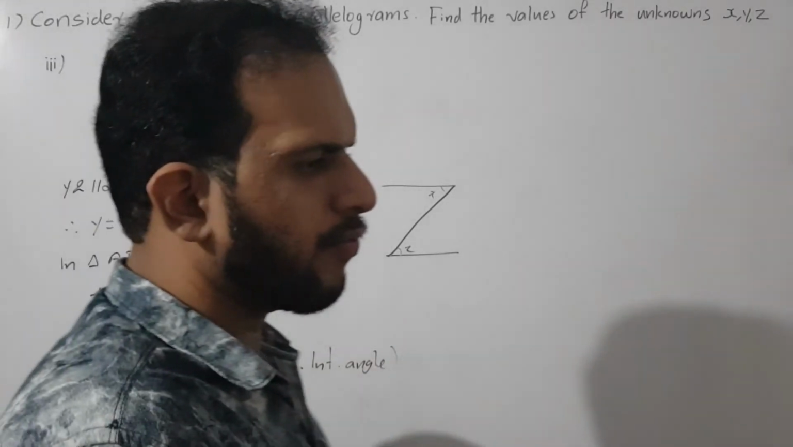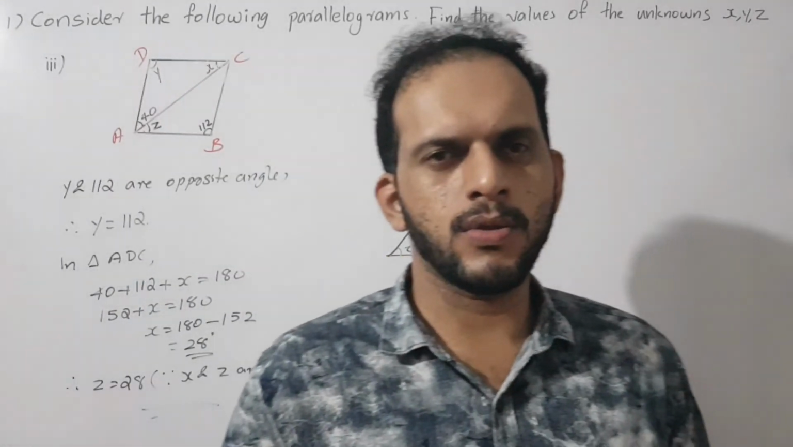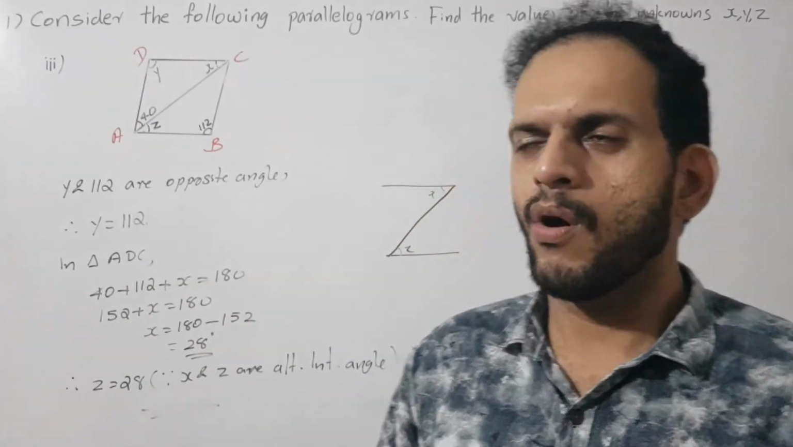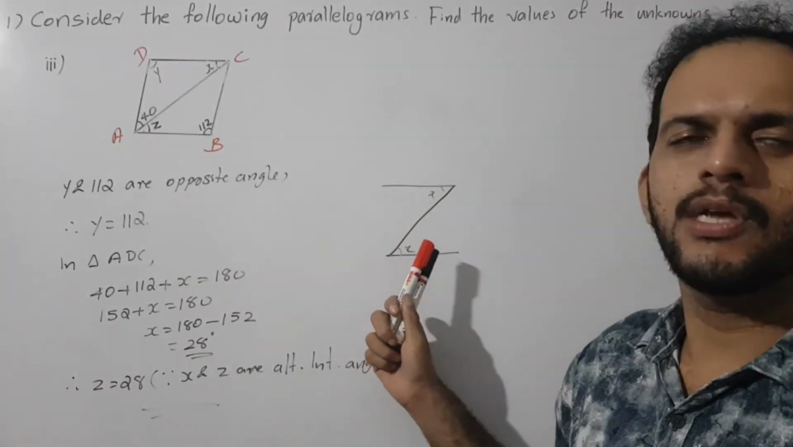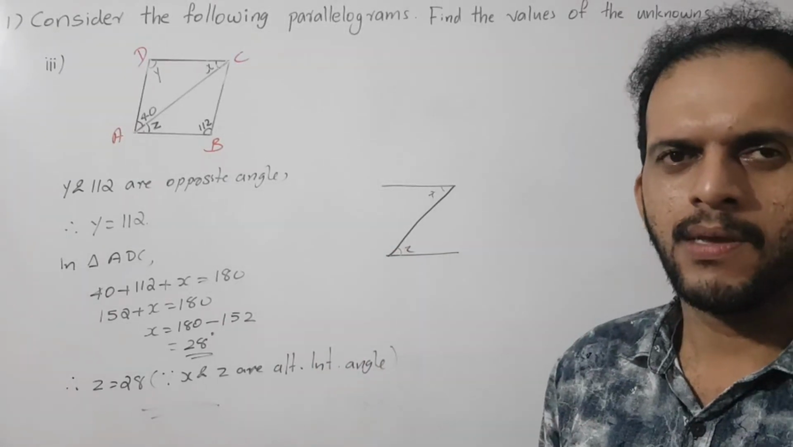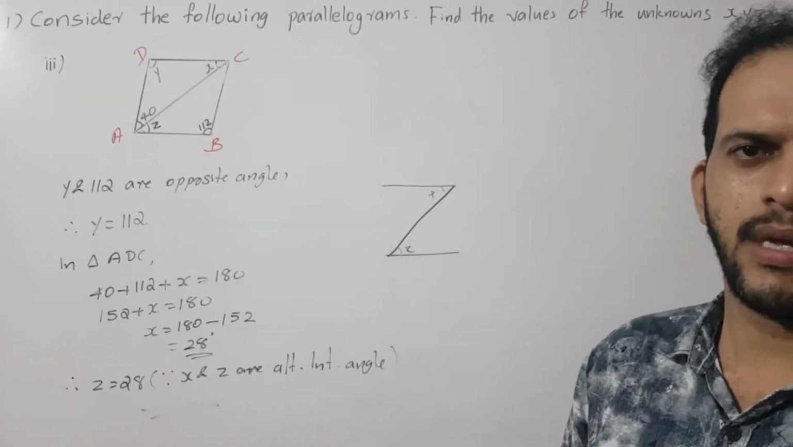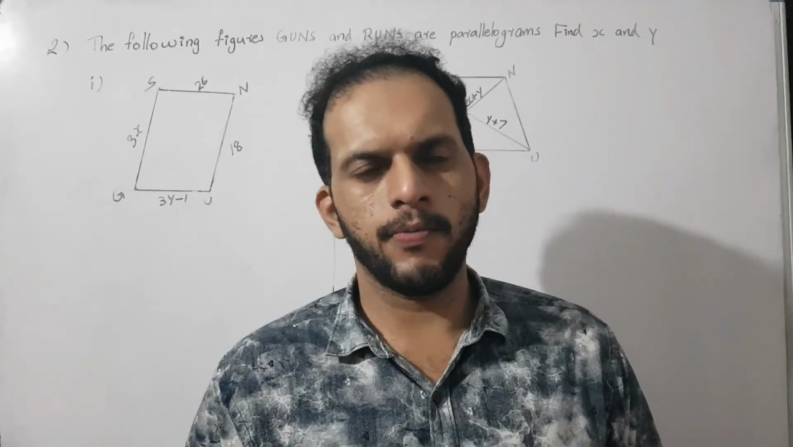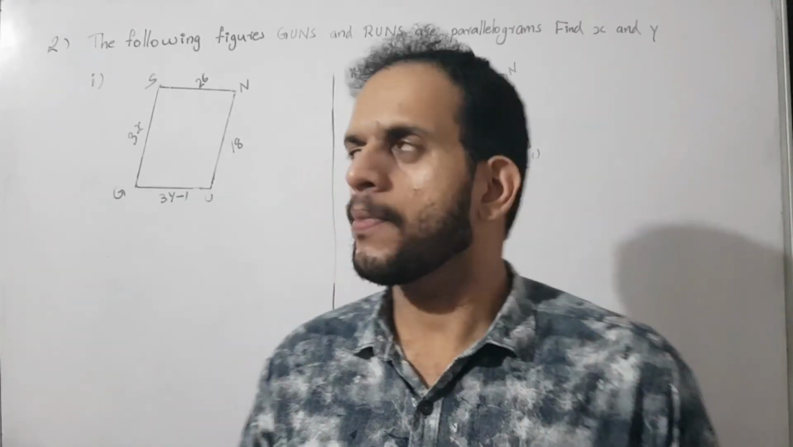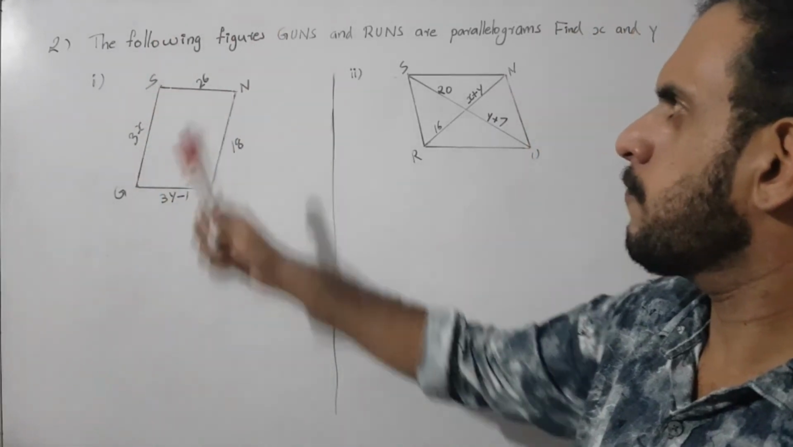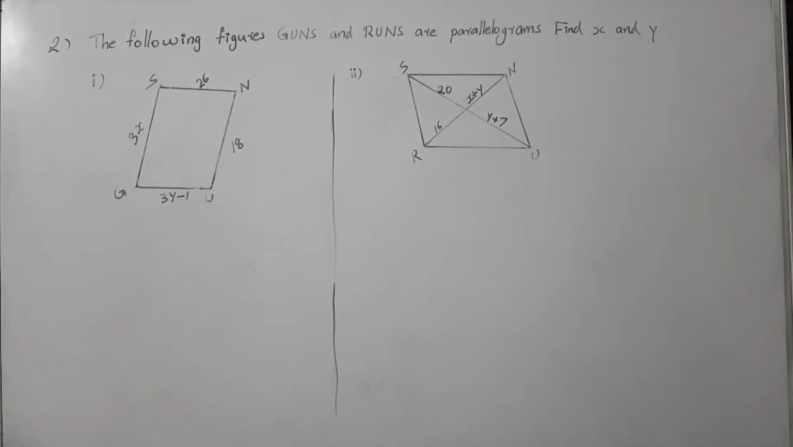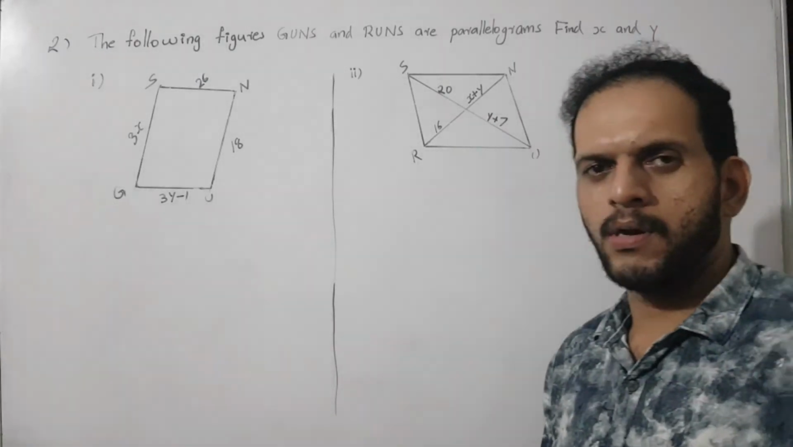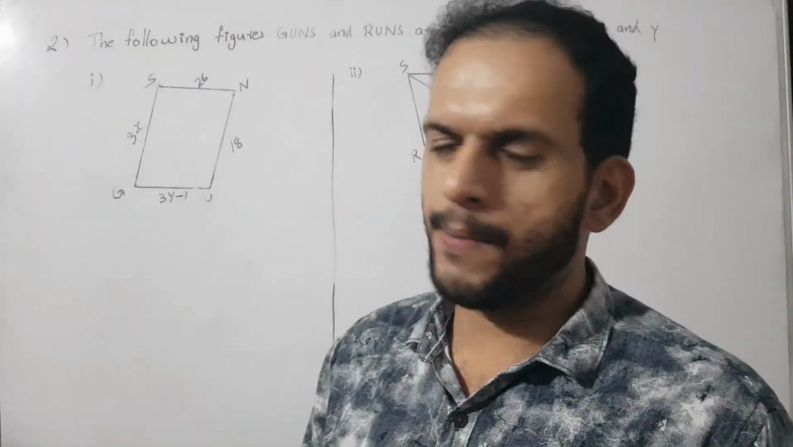Okay. Then here we not only use the properties of parallelogram, we also use the angle sum property of triangle and the alternate interior angle property. Okay. Sometimes in some questions we need to apply this. Clear? So here also we find the values of X and Y. The question is like this. The following figures, Guns and Runs, are parallelograms. Find X and Y. Here Z is not asked. Here only the value of X and Y is asked.